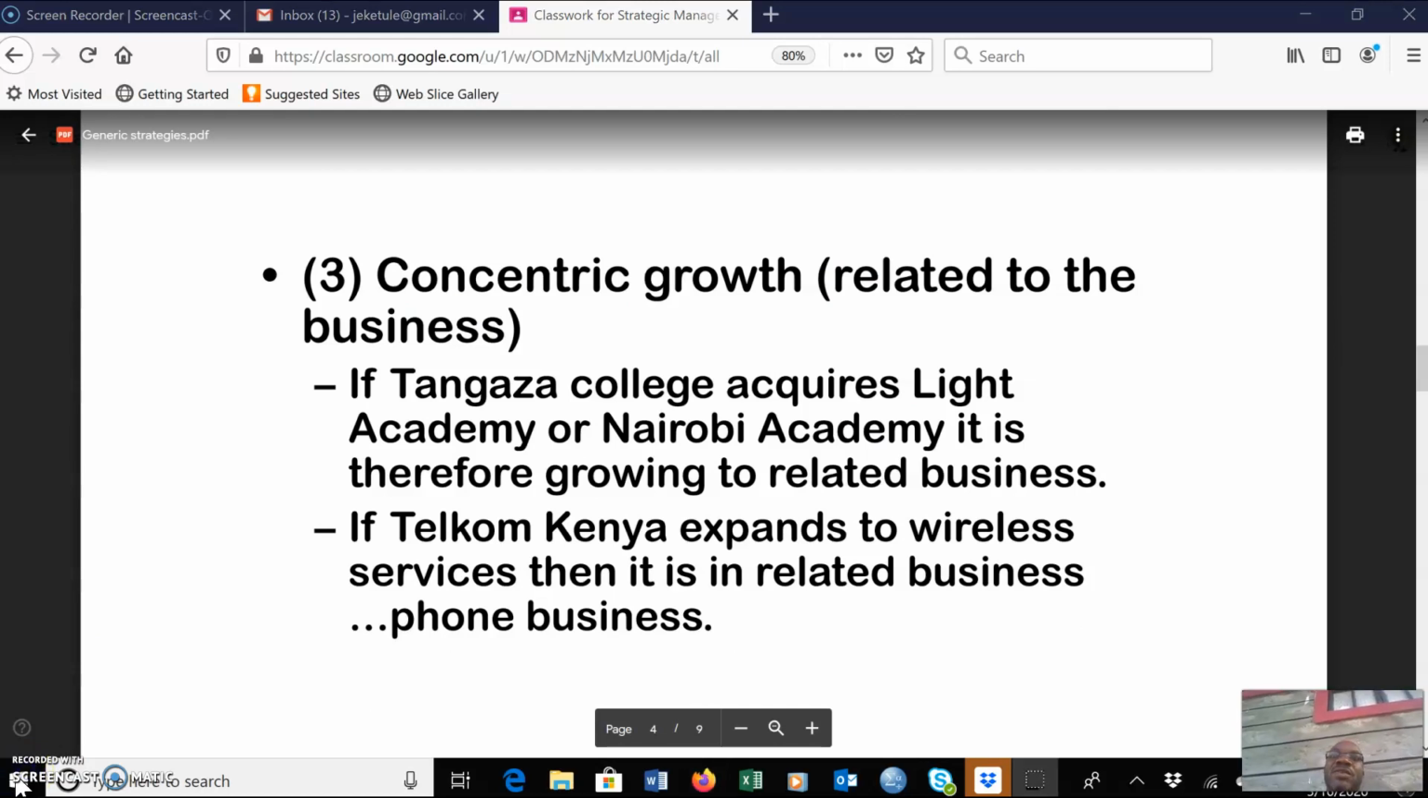Now let's look at the third. The third is concentric growth, and this is growth when you are expanding your business in an area that relates to your core business. So you are an education institution, perhaps running a university, higher education, and then you move on to open a school. Then you're doing concentric growth as a strategy. So I say there, if Tangaza College acquires Light Academy or Nairobi Academy, it is growing in a way related to its core business of education. If Telecom Kenya expands to wireless as it did in the past, then it did concentric growth. It expanded to an area related to their core business, which is the phone business.